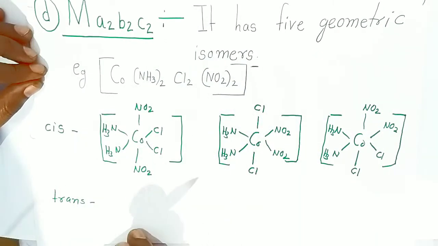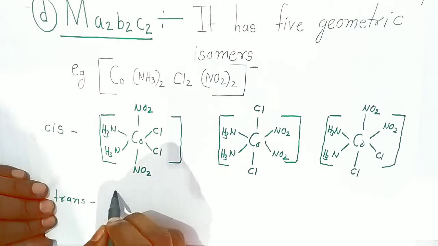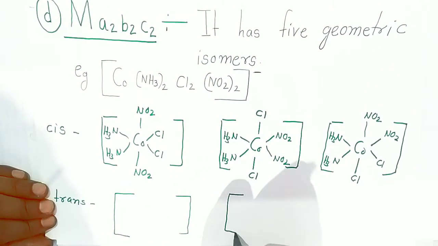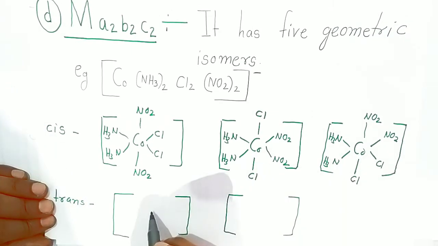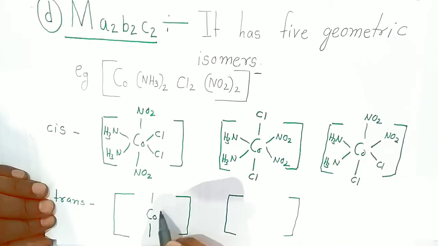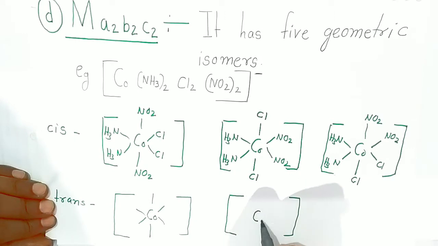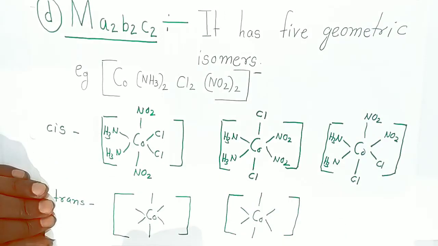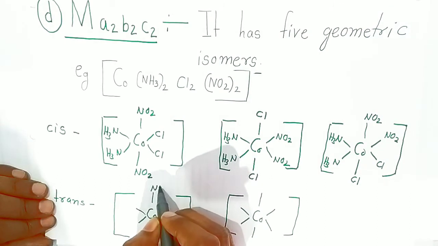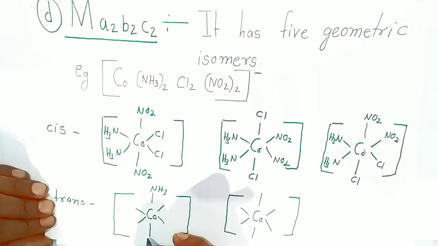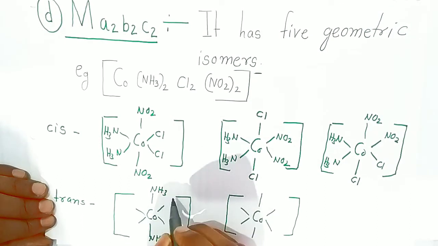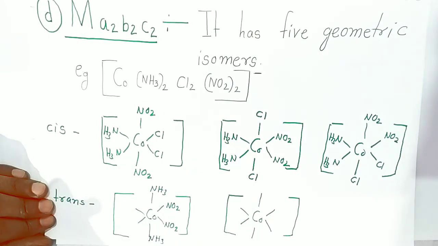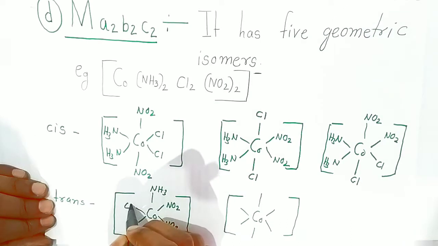Now students, we are writing 2 complexes of the trans type. So 2 types, you have to put the complex structure in square brackets. Cobalt will always be at the center. This is the cobalt, which is the central metal atom, students. Now you are writing the trans structure, students. If you write ammonia here, opposite to this you have to write ammonia. If you are writing NO2 this side, you have to put NO2 like this, and this is the chloride.